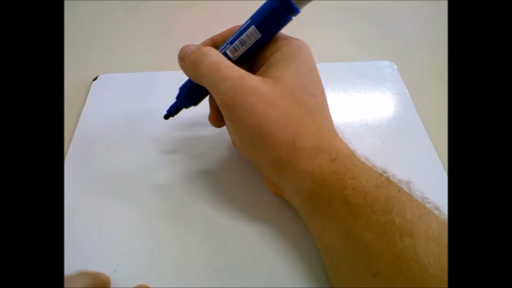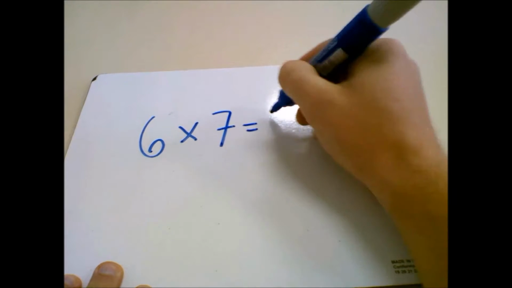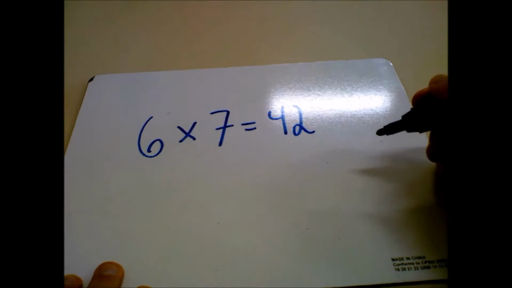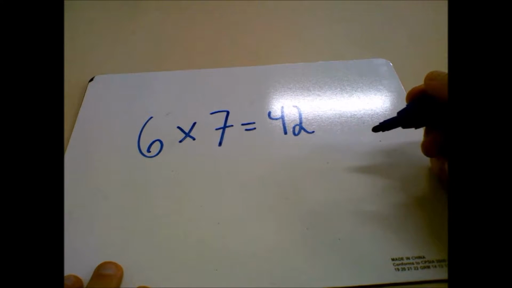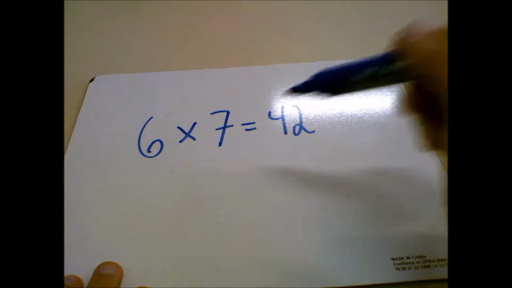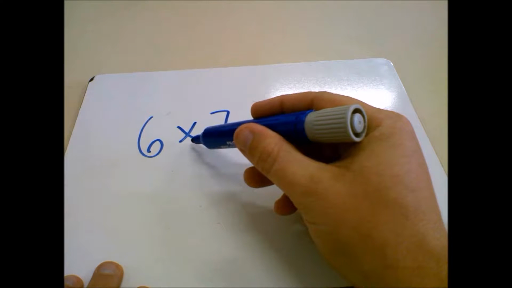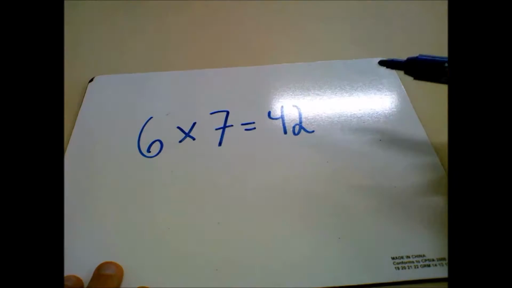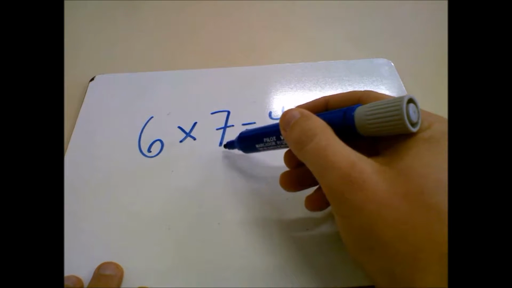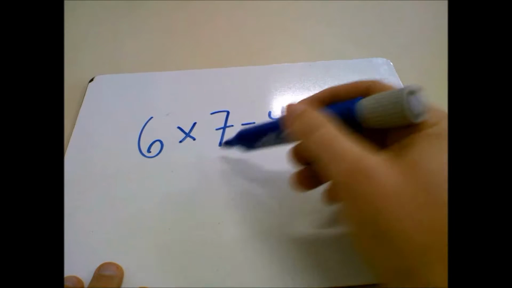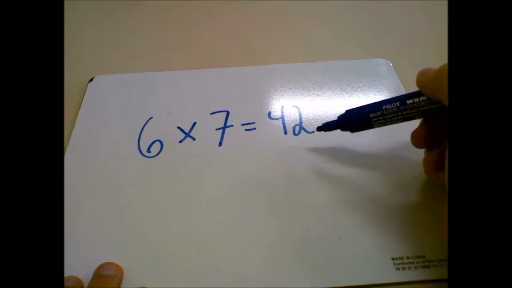Okay, so we're going to make a number sentence right here. How about 6 times 7 equals 42? Now, which 3 numbers do you think are in this fact family? 6, 7, and 42. Is this an addition, subtraction, multiplication, or division fact family? Of course, it is multiplication and division, because 6 plus 7 wouldn't equal 42, or 6 minus 7 wouldn't equal 42.